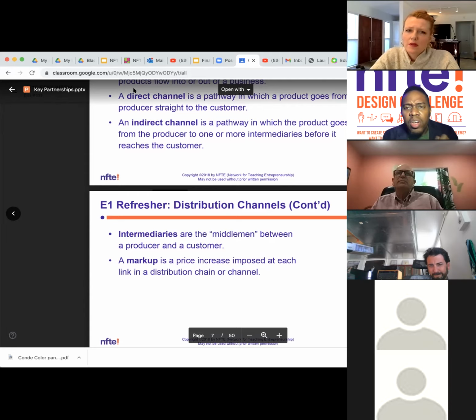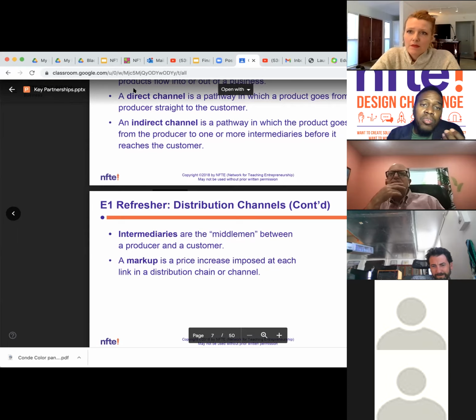What goes into that markup though? Manufacturing, all other costs, right? Manufacturing costs. You think shipping goes into that cost? Yeah. Shipping goes into that cost. Labor probably goes into that cost. Packaging goes into that cost. Whatever advertising, you put that in the cost. And the consumer who's buying the product doesn't know that they're paying for shipping and packaging. It's all wrapped in there.